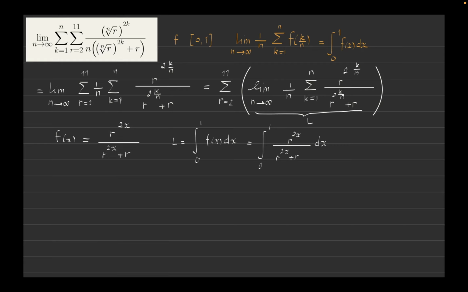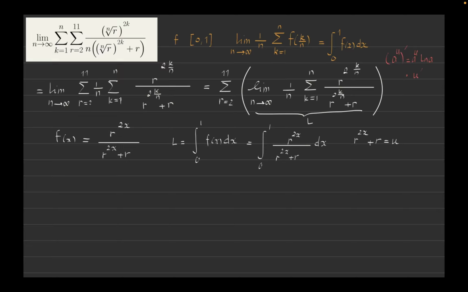If I want to use the method of substitution, for example, I can take r to the power of 2x plus r as my new variable u. Then I differentiate both sides. So I want to use this formula: if you have a fixed number a to the power u, a function of x, and you want to differentiate it, hopefully you know that this becomes the same function multiplied by ln of a, and then multiplied by u prime.